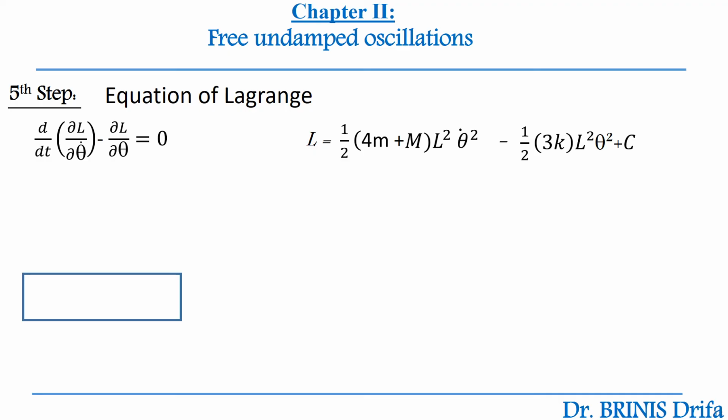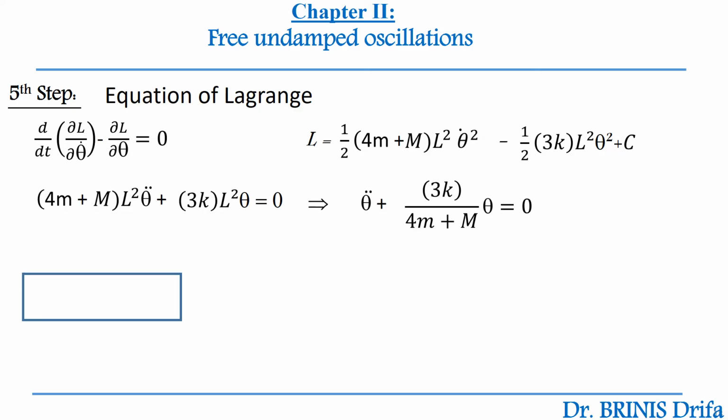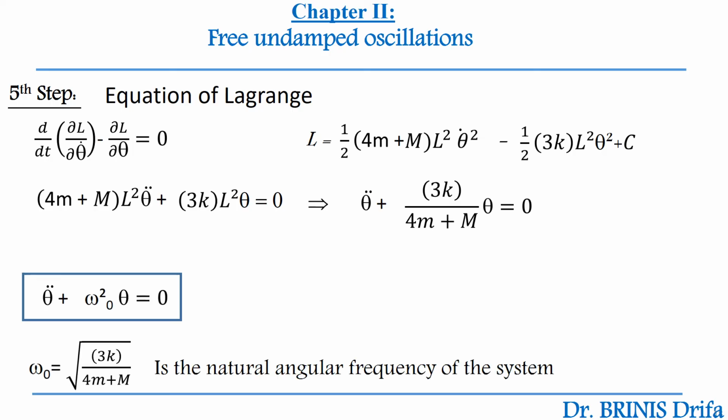The derivative of L over theta point: we will derive only the kinetic energy, and we derive again with respect to t. So theta point is theta 2 point. Now dL over d theta: we derive the L over theta, and we get the expression. Omega 0 is the natural angular frequency of the system. Now theta 2 point plus omega 0 square theta equals 0 is the differential equation of motion. We get it.